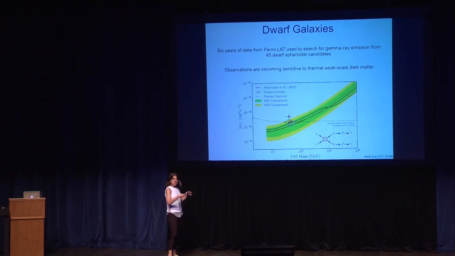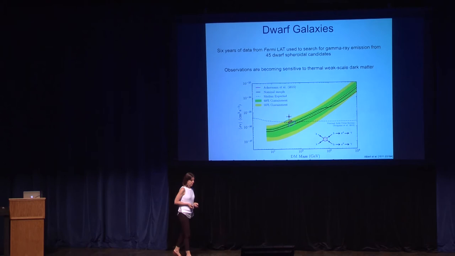So this is telling us that with these dwarfs, we're starting to actually probe some regions of parameter space that are highly well motivated for this WIMP scenario. The other point is that these blobs here are best fit regions for the galactic center excess. And you can see that they're in tension with the dwarf results, but not excluded by them.